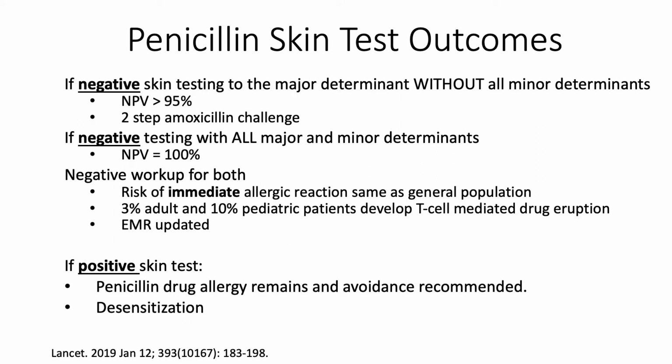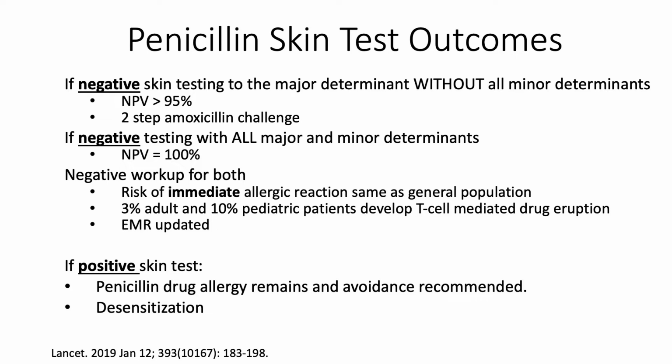And then skin test outcomes. So without all the minor determinants, as I told you, I can't test with the mixture anymore. Now I have to do a two-step amoxicillin, and it's because that skin test could miss about 20% of positive skin tests, but the negative predictive value is still actually greater than 95%.